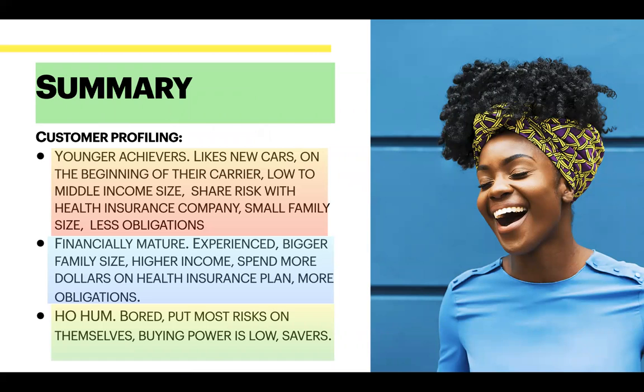the financially mature segment encompasses 74% of the customers who had been interested in the new product. All of them are between the ages of 36 and 38, hence they are at the peak of their careers, hence gain a larger income, probably have a bigger family size, and like to spend more dollars on the health insurance plan. And they also own cars mostly on a long-term basis.